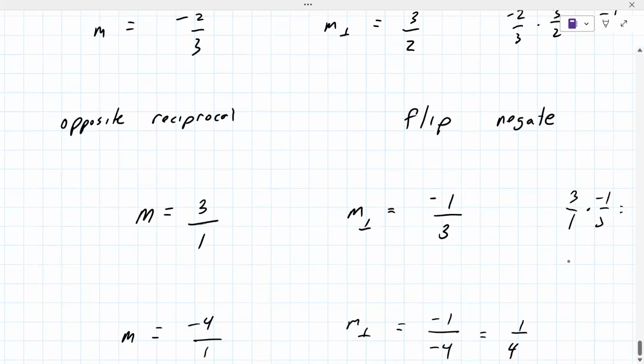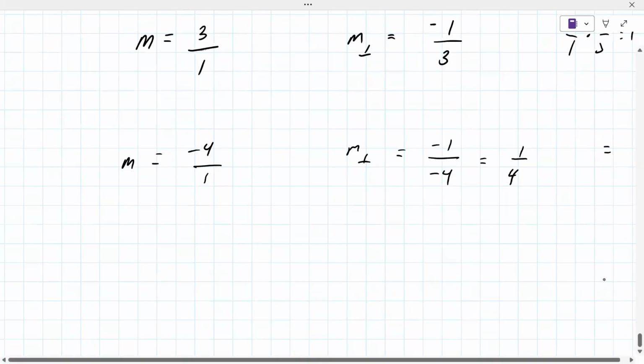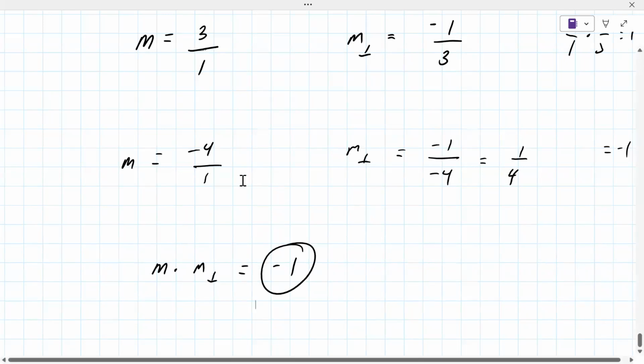I'll spare you the suspense. 3/1 times -1/3 is -1. And the last one here is also -1. So the slope times the slope perpendicular is always -1. And that's an important thing that you'll see in other courses down the road. But for now, that's just kind of maybe a check if you're unsure on that.